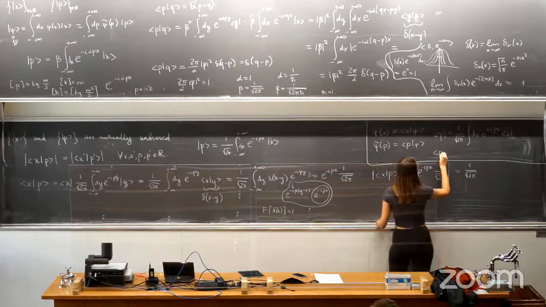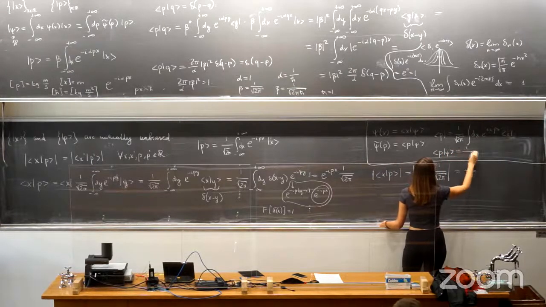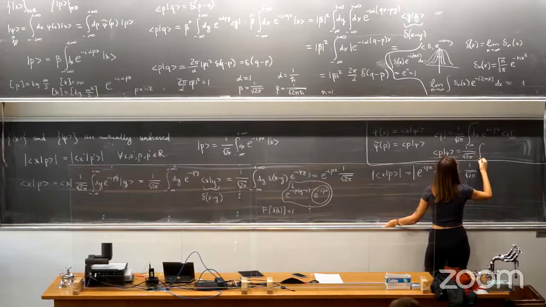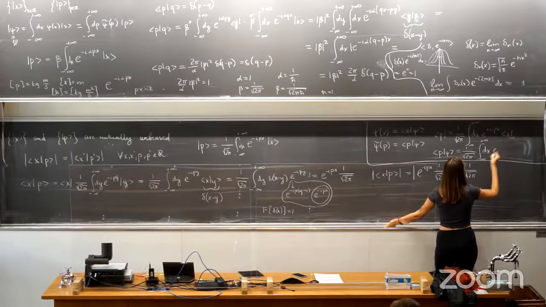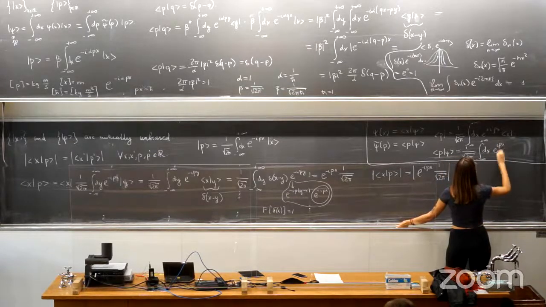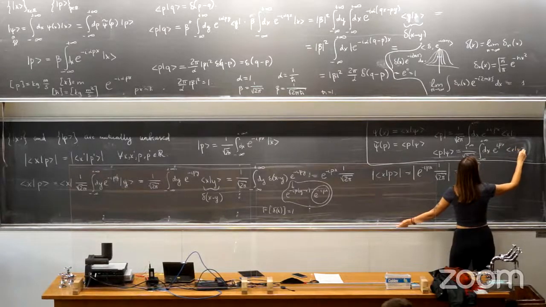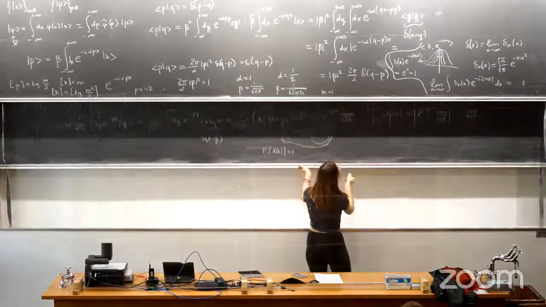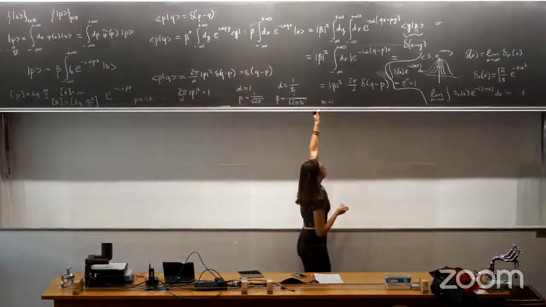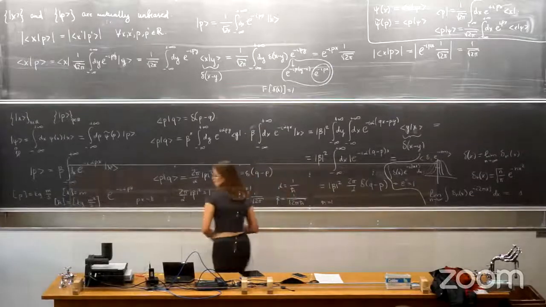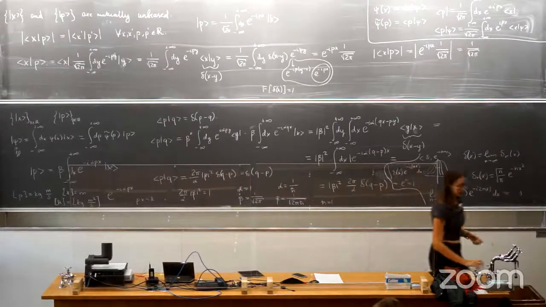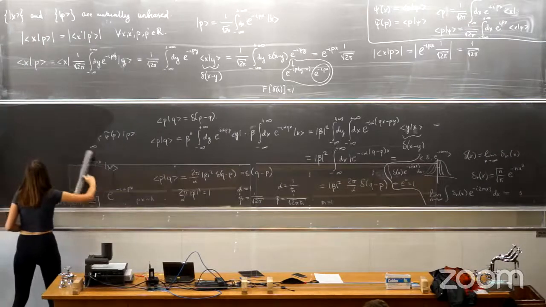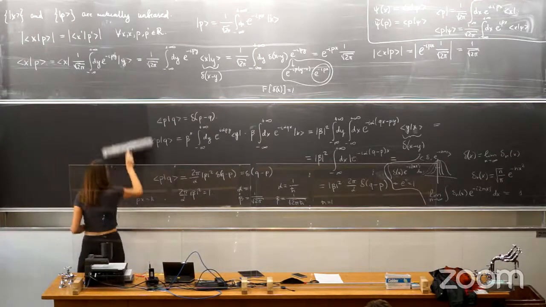We get the bra p with psi equals 1 over square root of 2 pi integral from minus infinity to plus infinity dx e to the power minus i p x, bra x with psi. And from this, it immediately follows that we can write psi tilde of p as an inverse Fourier transform.